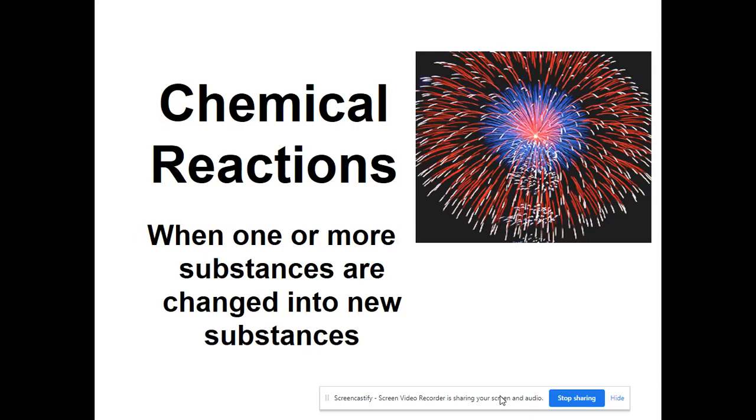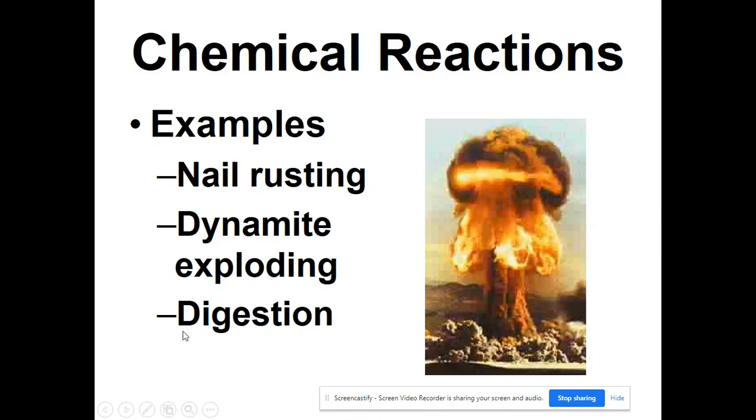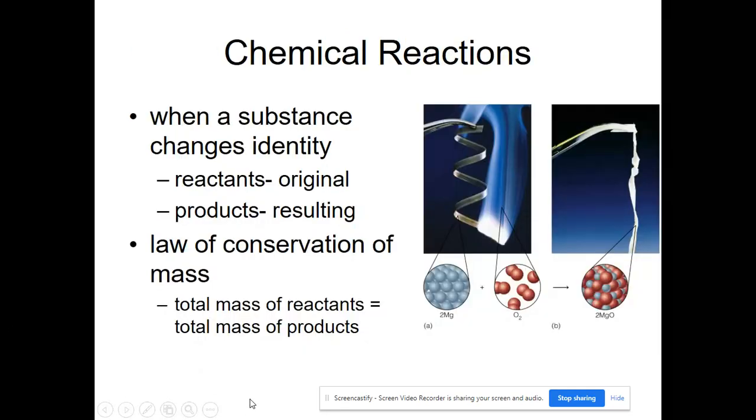Today we're going to be starting a new unit, which is chemical reactions. So just some different examples of chemical reactions, things like nails rusting, dynamite exploding, digestion are all examples of chemical reactions. Some of them are very dramatic, some of them are much more slow, but in each case you have new substances being formed. So a chemical reaction is when a substance changes identity. So we start with our reactants, those are our original materials, and then our products are resulting materials.